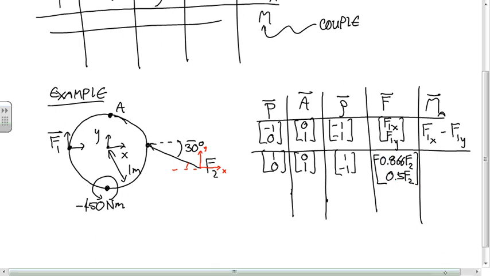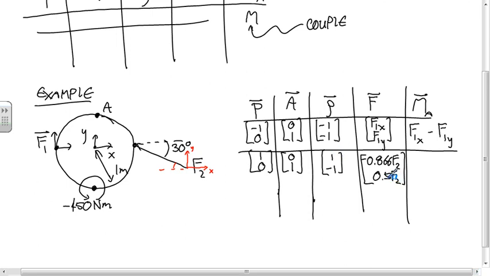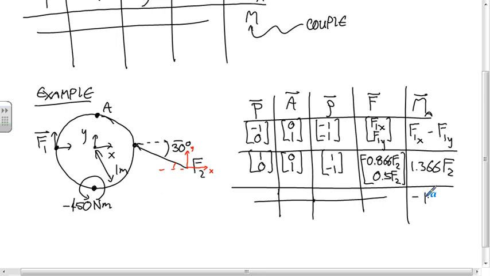Take the cross product, you get 1 times 0.5 F2 plus 0.866 F2. So let's see, what's 0.5 times 0.866 is 1.366 F2, I think. And then the last load we have is the couple. So none of this matters for the couple. We can just put this in as negative 450.